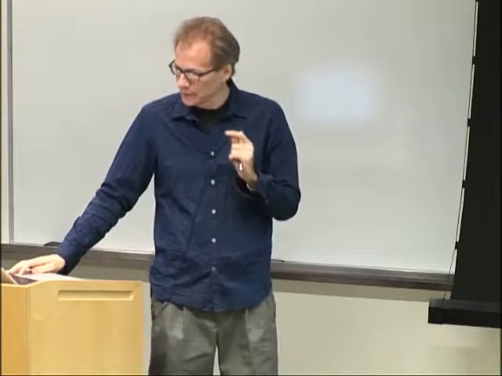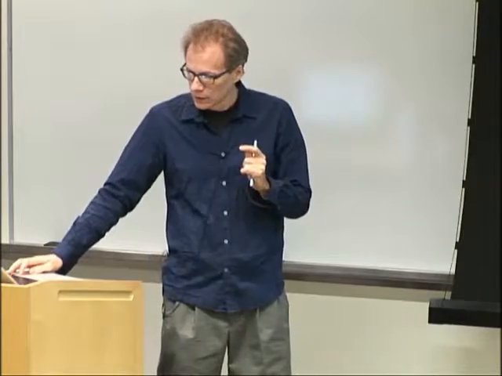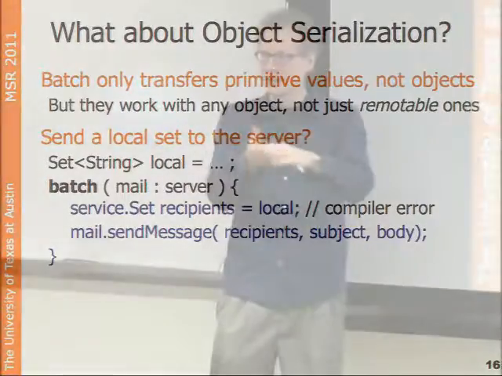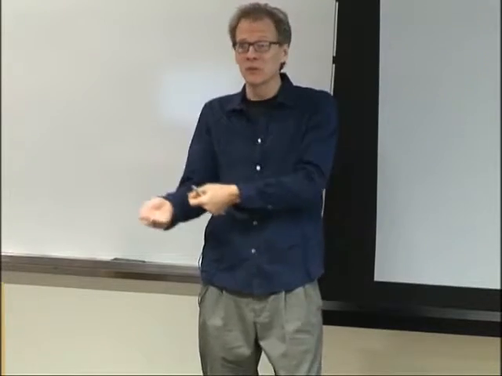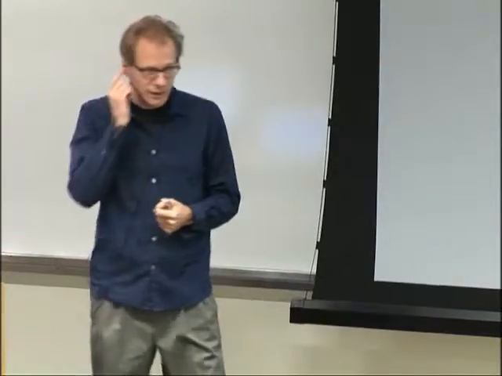So we reject proxies and serialization completely. So you have to put enough work in the batch to be able to access all the remote objects and complete a transaction with them, and then get the answers back that you want. And the answers have to be strings and integers and dates, because that's the only thing that can be transmitted remotely. So what about serialization?